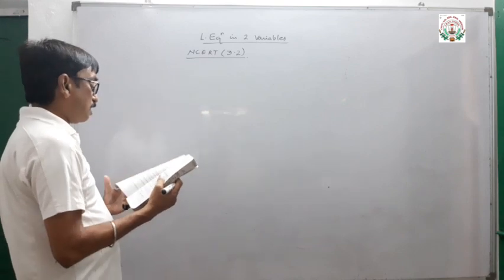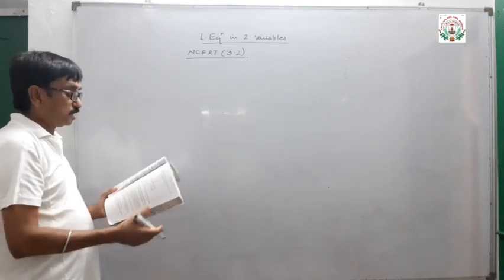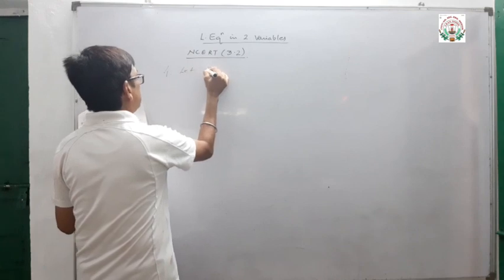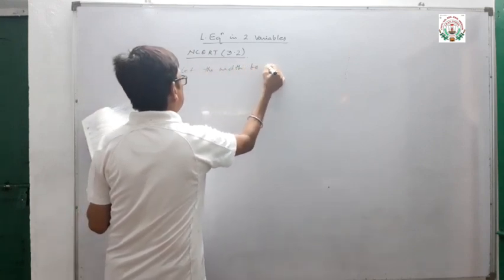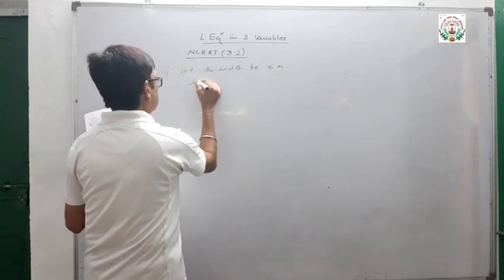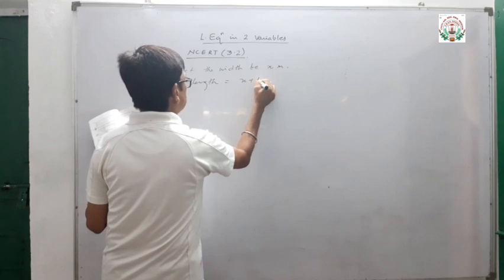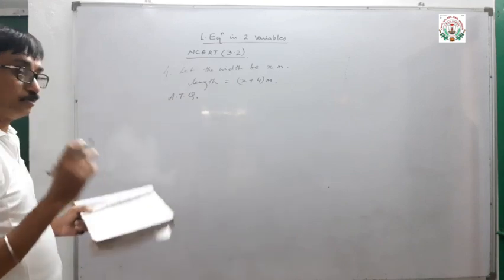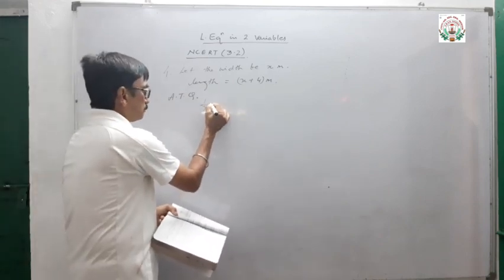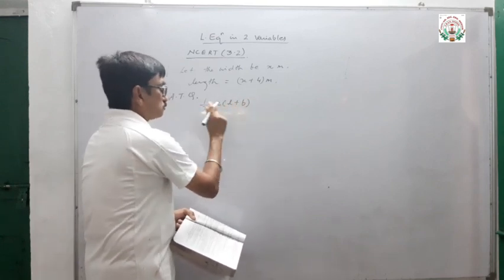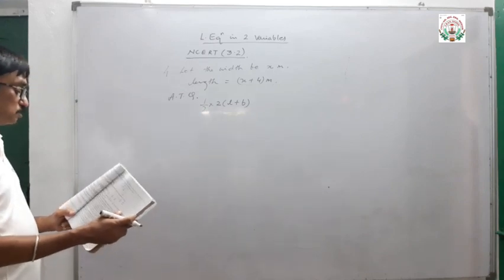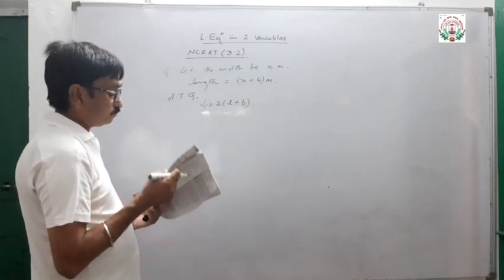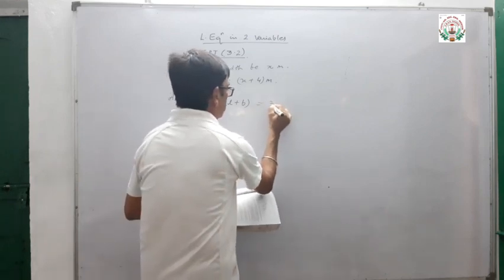So question number 5: half of the perimeter of a rectangular garden, whose length is 4 meters more than its width, is 36 meters. Let the width be x meters. So the length is 4 meters more, so x plus 4 meters. According to the question, the perimeter of a rectangular garden is 2 into (L plus B). So half of the perimeter will become equal to 36.